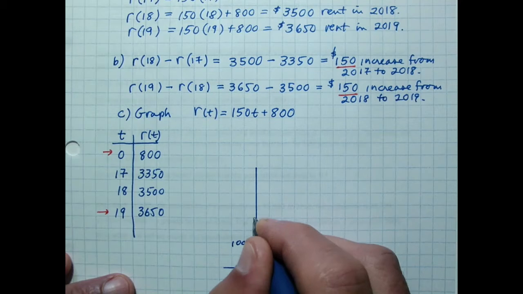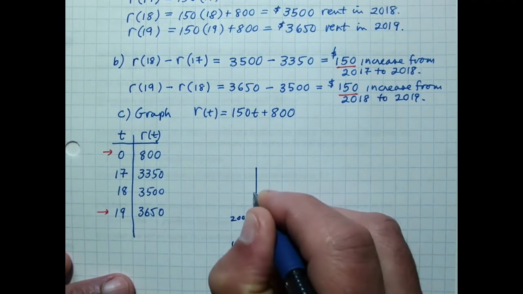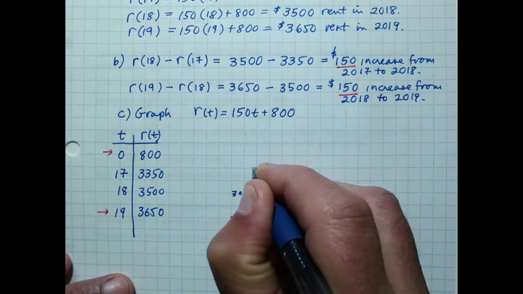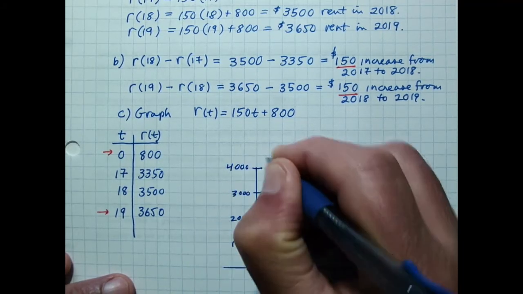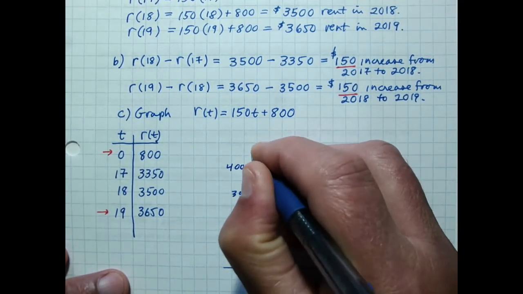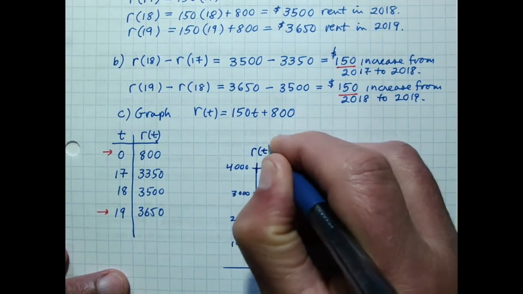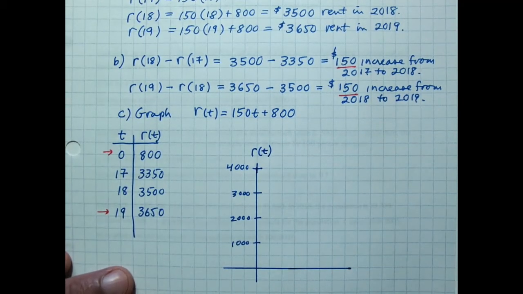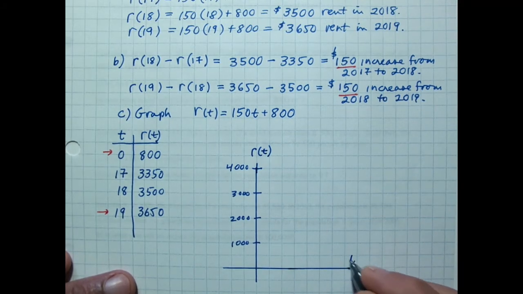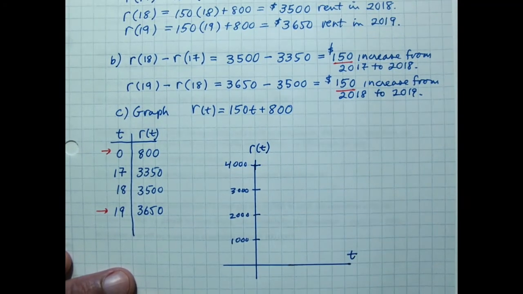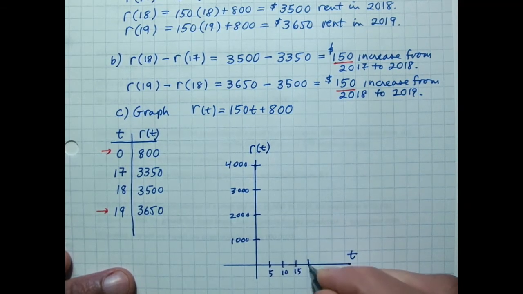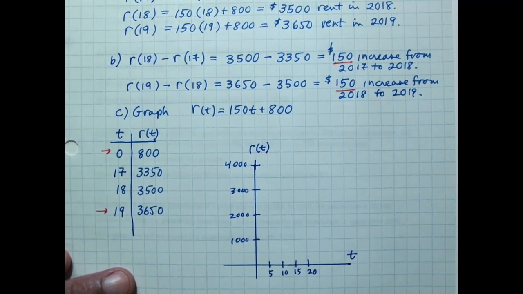So 1,000, 2,000, these are my output values, 3,000, 4,000. In this vertical axis, instead of labeling it y, I'm going to label it r of t values. Now going across horizontally, that's my t-axis. It's okay if I'm just going to go 5, 10, 15, 20. It's okay if I don't have a particular tick mark for the 19.